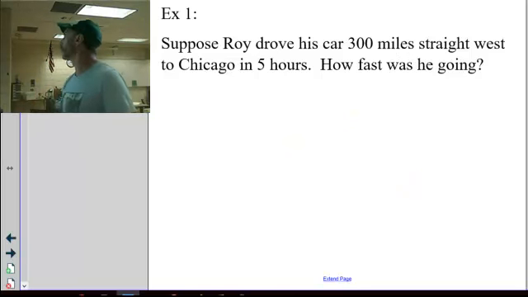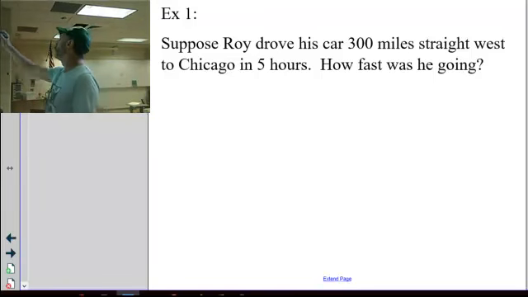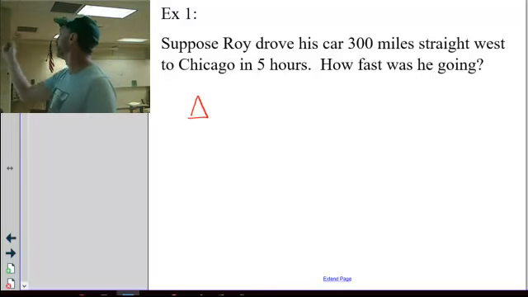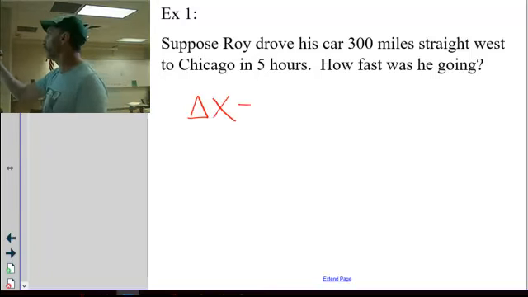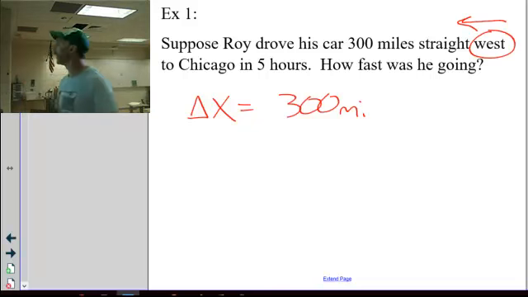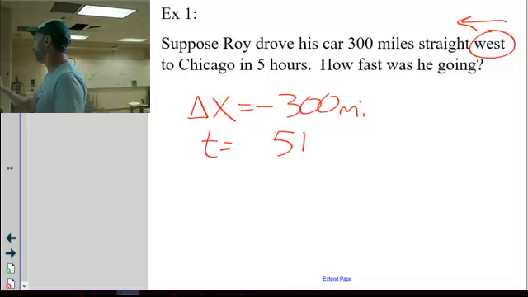So when you get a problem, start by writing down what you know. Roy drove his car 300 miles straight west. Oh, that's telling me how far he ended up from his starting point. So his displacement was 300 miles. Oh, and he went west. West is to the left. I know that on a number line that's to the left, that's negative, right? And I know that the time here is 5 hours.